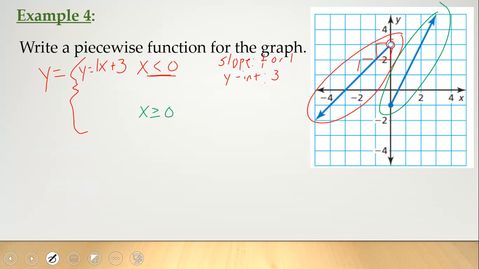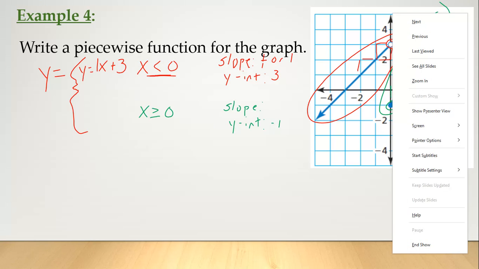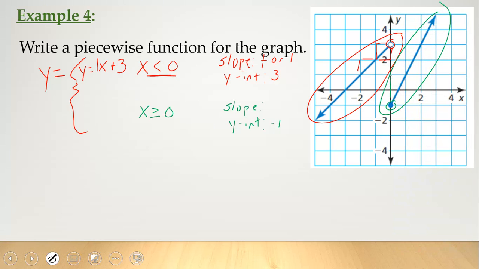Here, in our green graph, let's find the slope and the y-intercept. So your y-intercept is at -1. Your slope, you're going up 2 over 1. So 2 over 1, or 2. So what is the equation of that line? y equals 2x minus 1.